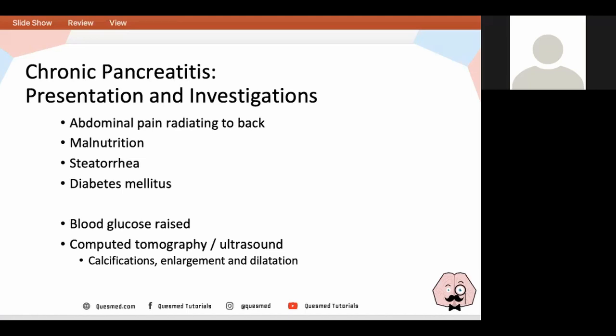Investigations would include taking a full set of bloods, and CT scanning or MRI scanning is useful for investigating chronic pancreatitis. So for example, it could help to identify any areas of calcification, any enlargement of the pancreas, or any ductal dilatation. Endoscopic ultrasound isn't as readily available, but can be particularly useful if the CT has been inconclusive. So for example, endoscopic ultrasound is quite good for distinguishing between chronic pancreatitis and malignant masses.